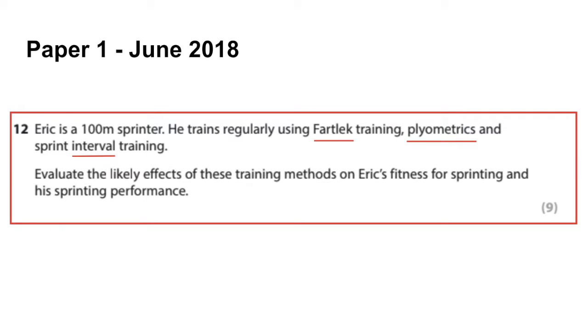Now, the first thing we need to do with 9-mark questions is highlight key points that we need to talk about. And the first thing, we're clearly going to talk about fartlek training, about plyometric training, about sprint interval training. And the second thing we need to consider is what we're doing with that knowledge. And what we're doing is we're evaluating how those training methods affect Eric's sprinting performance.